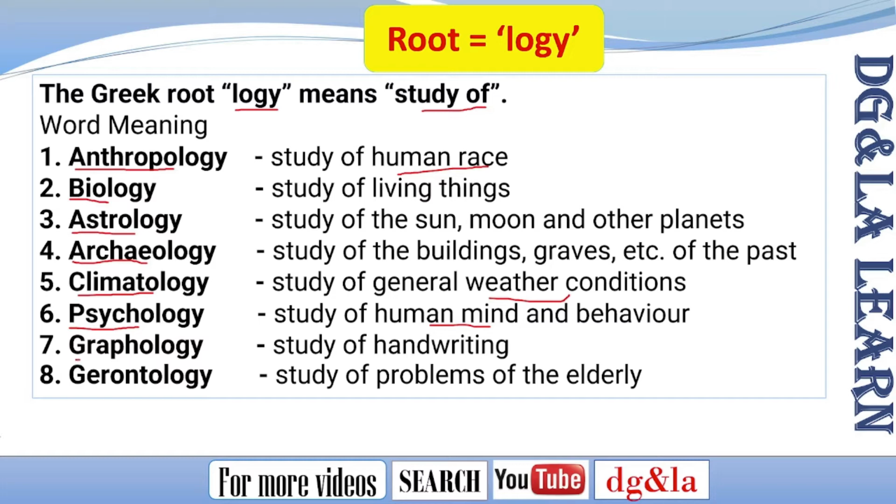The next one is graphology. Graph is nothing but handwriting, something written by hand. The study of handwriting, we call graphology. The next one is gerontology. Gerontology is related to problems of the elderly, the branch of science that deals with the problems of aged people. It covers social, psychological, biological, all such aspects of aging. So it is the study of problems of the elderly.